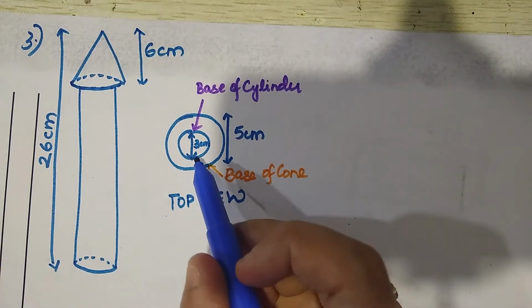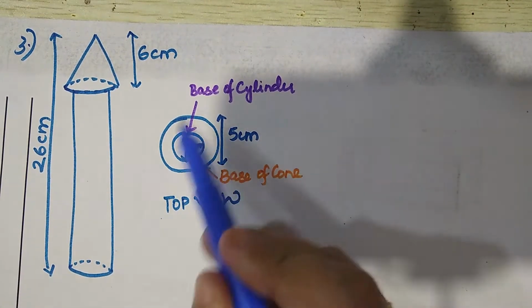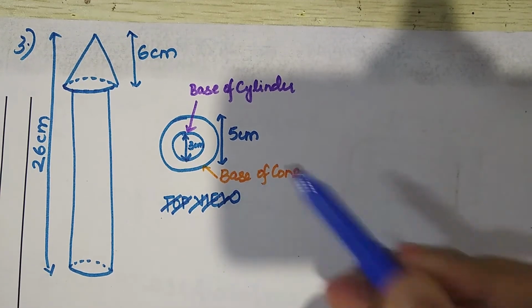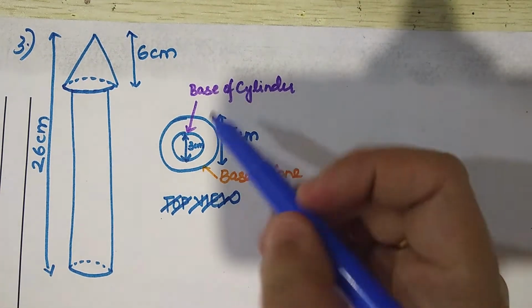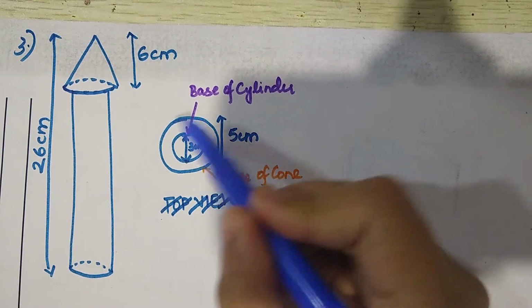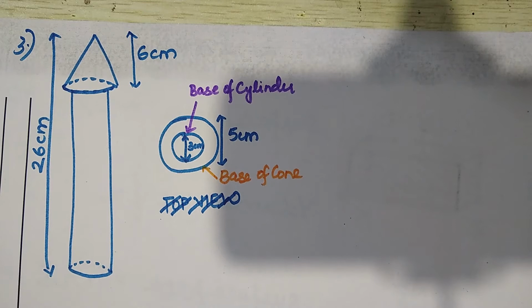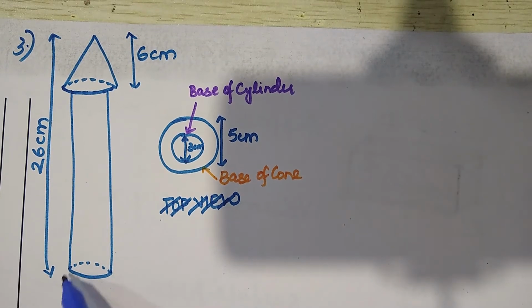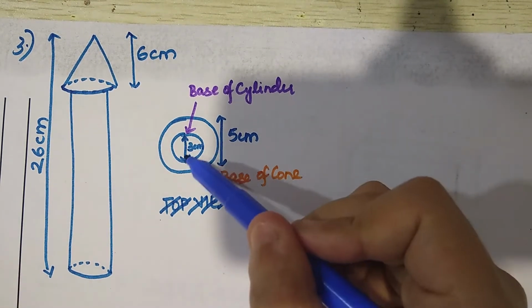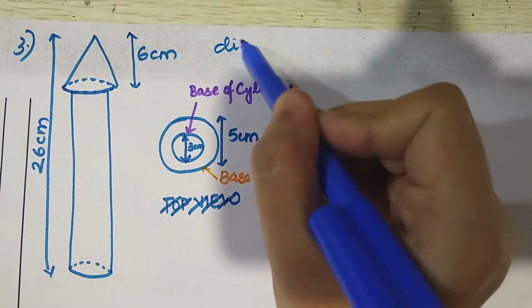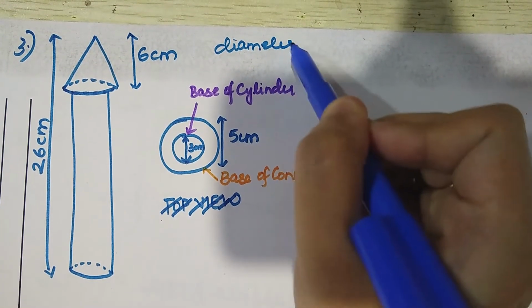So another diagram is given here. This is not exactly the top view, but this is the diameter of the base of the cone and the base of the cylinder. So for the base of the cylinder, they've given the diameter as 3 centimeter. Remember, it's the diameter given, not the radius.